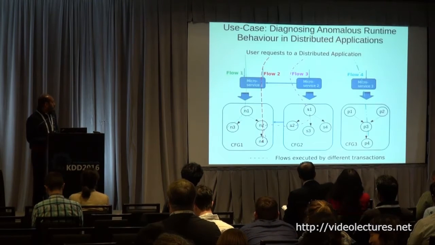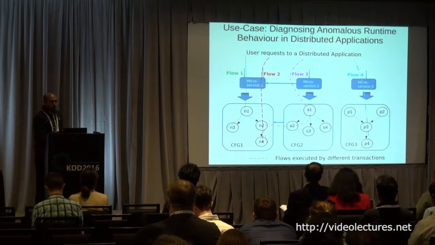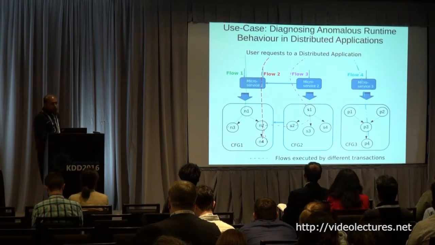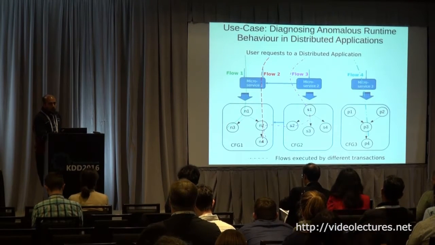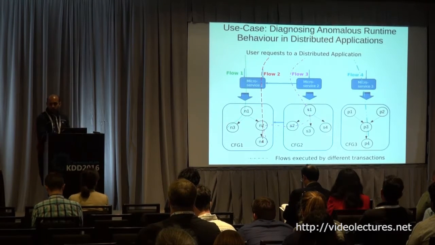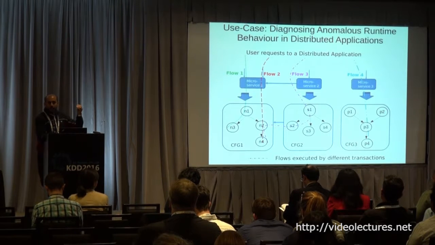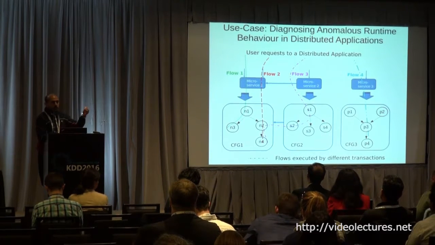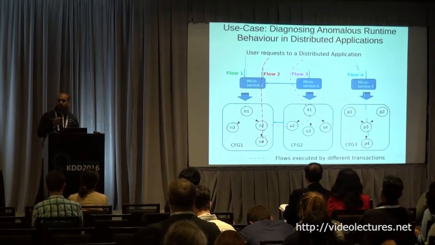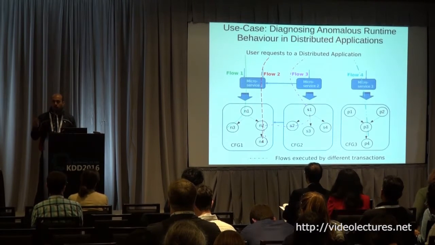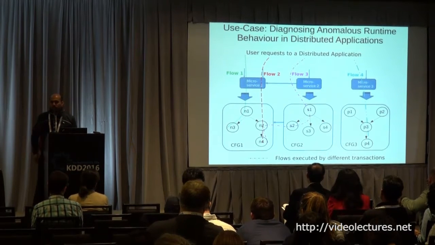Okay, so what are we trying to solve here? The use case that we had is diagnosing distributed applications. The main cause of failures in distributed applications is the transaction flow path. Whenever you make an API request to an application, that service call results in a lot of function calls, including remote procedure calls to different modules and microservices in the application.